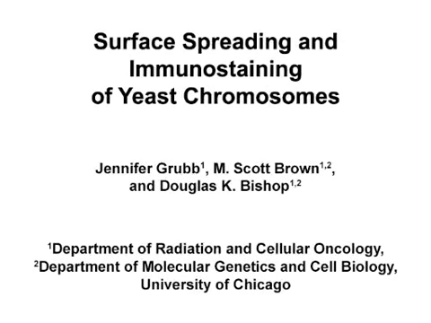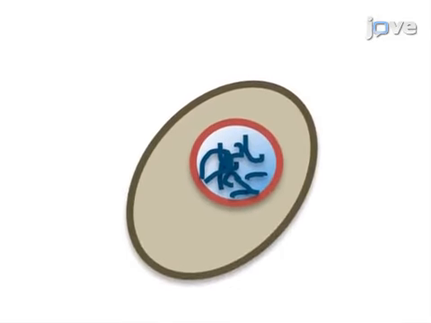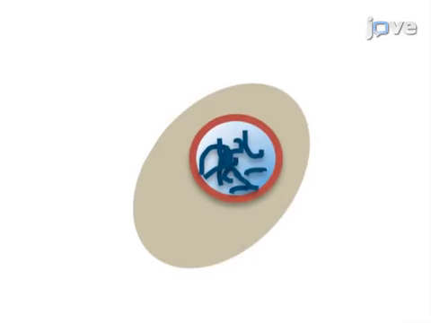The overall goal of this procedure is to visualize chromosome-bound proteins by fluorescence microscopy. This is accomplished by first removing the cell wall by treatment with the enzyme zymolyase.